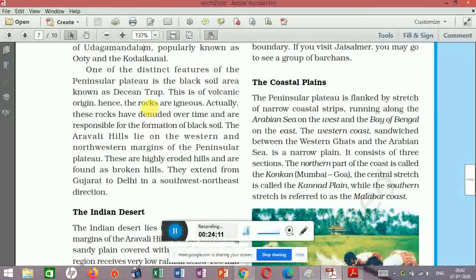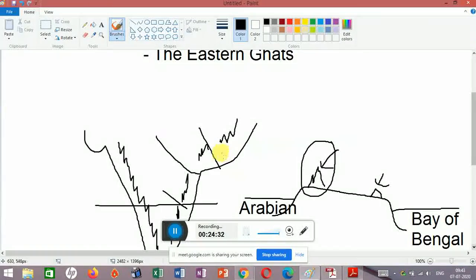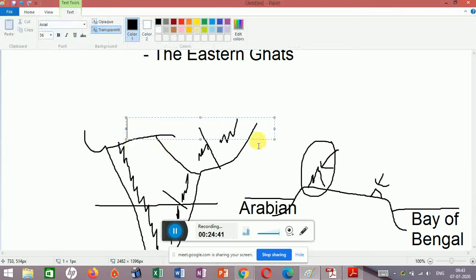Next, one of the distinct features of the peninsular plateau is the black soil area known as Deccan Trap. This is of volcanic origin, hence the rocks are igneous. See here, actually here is flowing a river. This is the Narmada river.